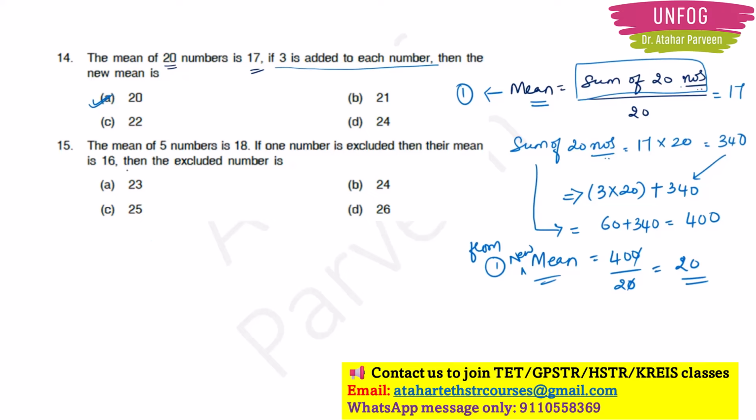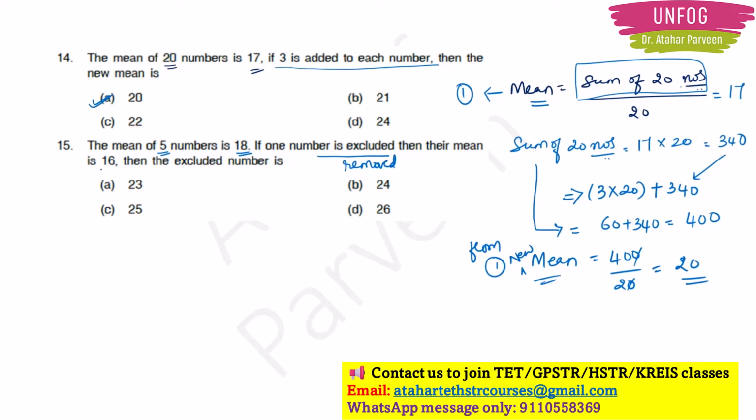Next, question number 15. The mean of 5 numbers is 18. If one number is excluded, then their mean is 16. Then the excluded number is. The question is, they have given the mean which is 18. That mean is for 5 numbers. Again, one number they have removed. Excluded means they have removed.